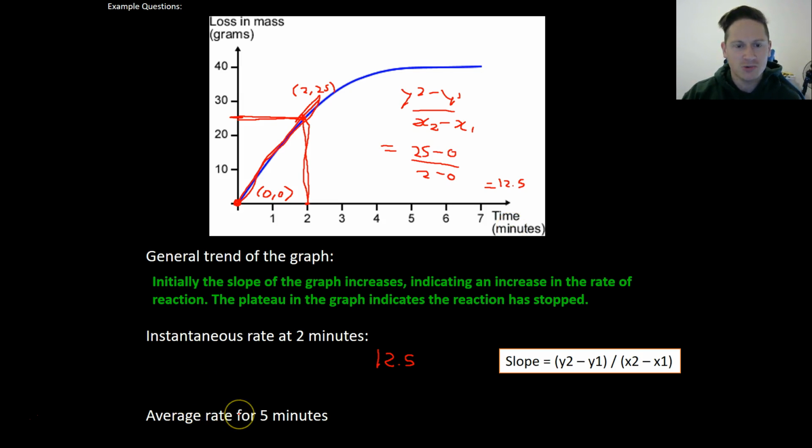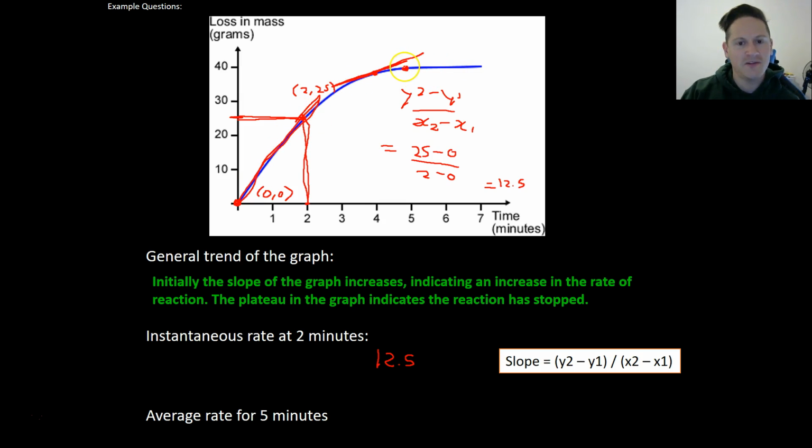What would you do for the average rate of reaction for 5 minutes? Now, instantaneous rate of reaction means that you have to do a tangent. So if I was doing the instantaneous rate of reaction at 4 minutes, the tangent to the line would look something like that, and I'd be getting 2 points from that tangent. But if I'm going from 5, that's approximately here, and I'm talking about the average rate of reaction, I have to start from the beginning. So I have to take into account any 2 points on this line. Not a tangent, you could literally pick any 2 points on that line.